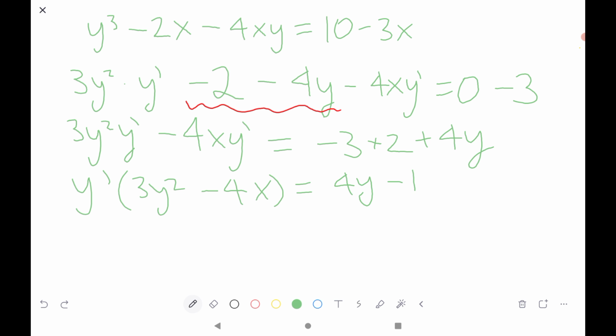And the final step is just dividing by this bracket. And we have our final answer. So y dash equals 4y take 1 over 3y squared take 4x. And that's all there is to it.